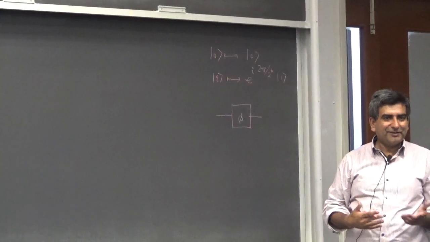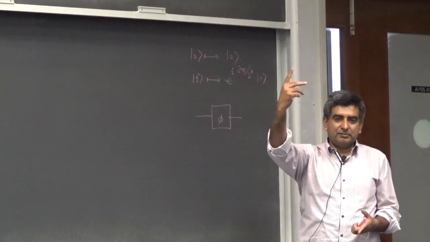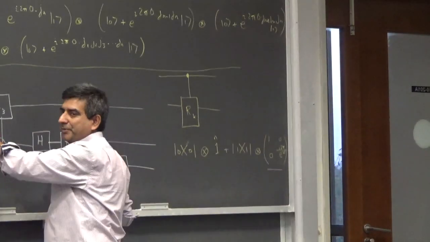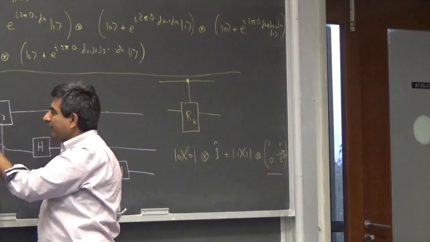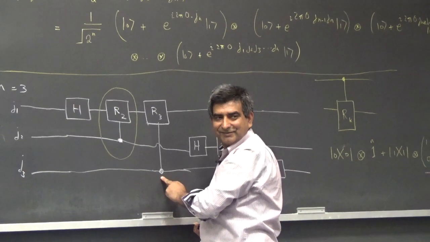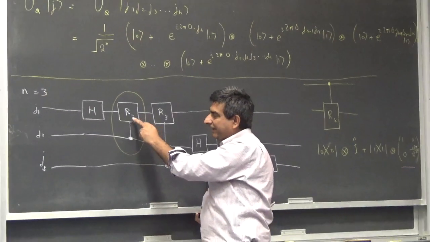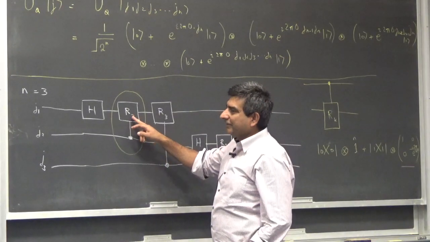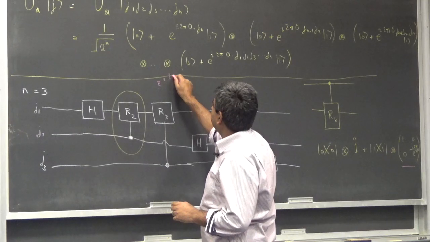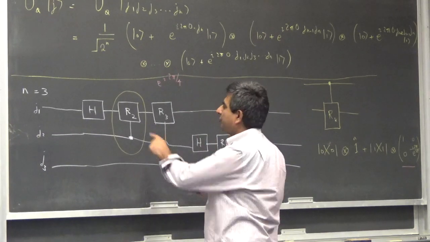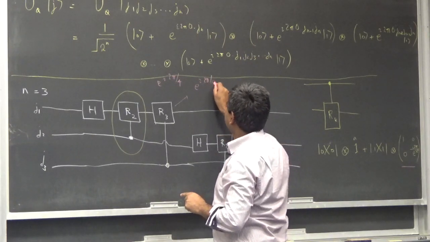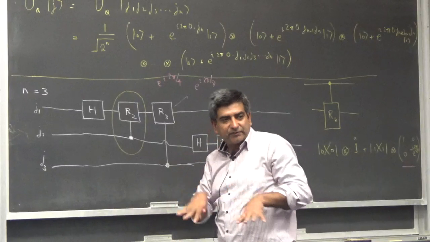It's a phase gate, but it's controlled by another qubit. So this is a phase gate on the first qubit controlled by the second qubit. Phase gate on the first qubit controlled by the third qubit. Now the phase is such that this is a phase gate with the rotation e^(i 2 pi divided by 4), 2 raised to power 2. This is e^(i 2 pi divided by 8). Successively smaller and smaller phases.